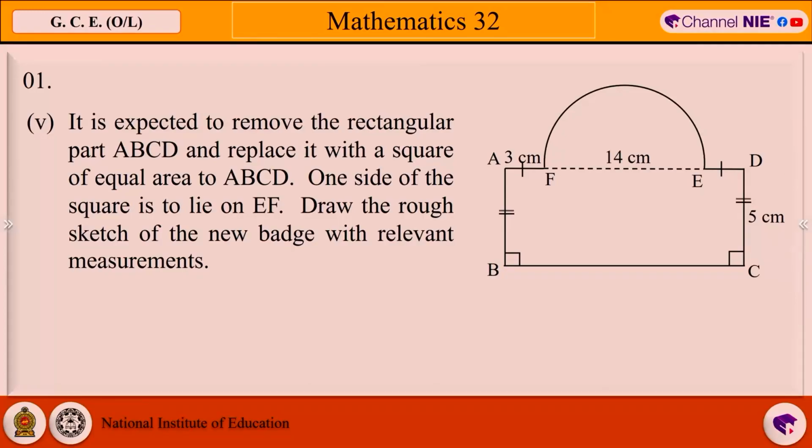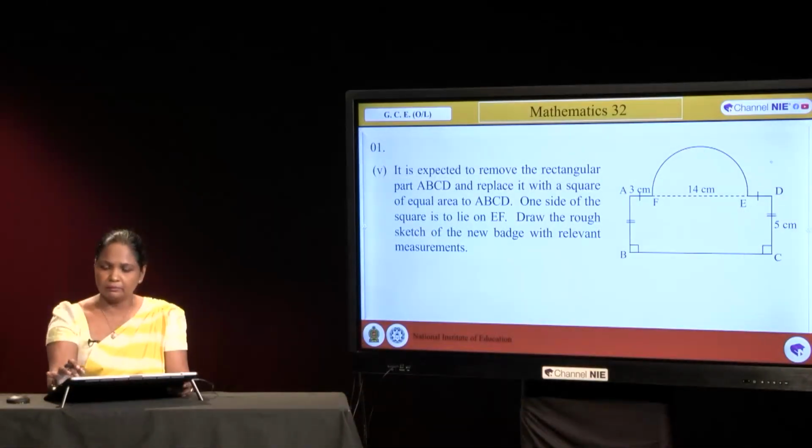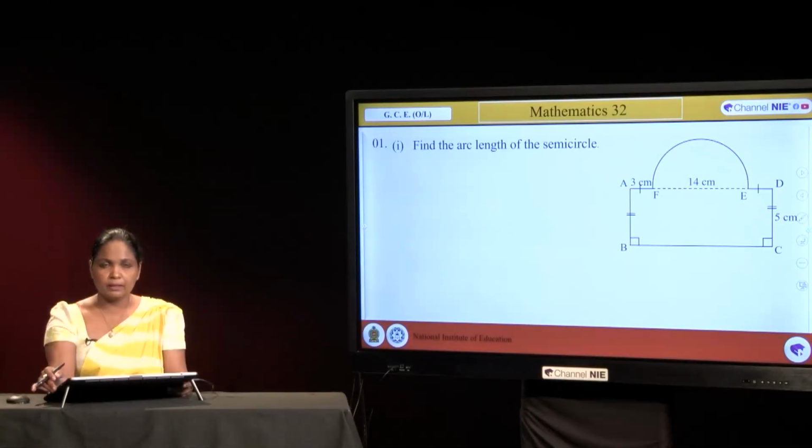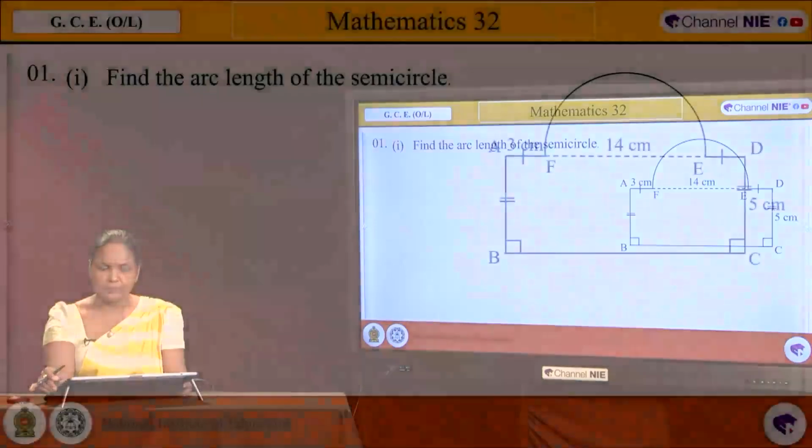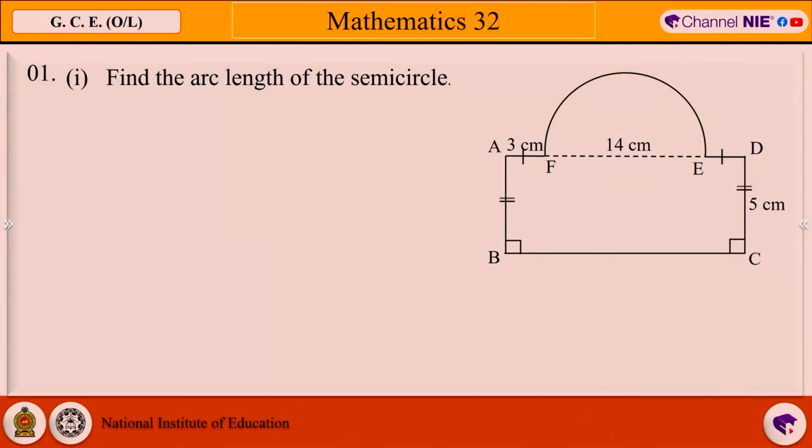It is expected to remove the rectangular part ABCD and replace it with a square of equal area to ABCD. One side of the square is to lie on EF. Draw the rough sketch of the new badge with relevant measurements. Okay, we will do one by one. First part is very easy for you. You have to find the arc length of the semicircle.